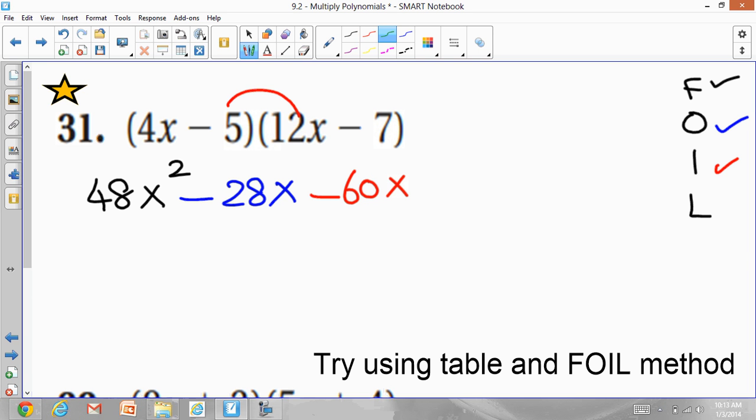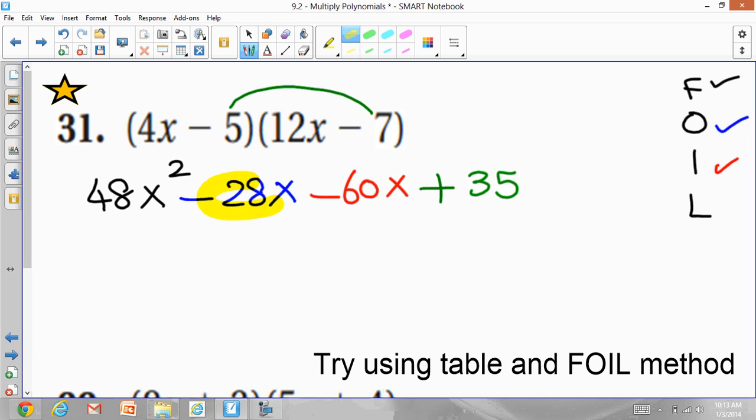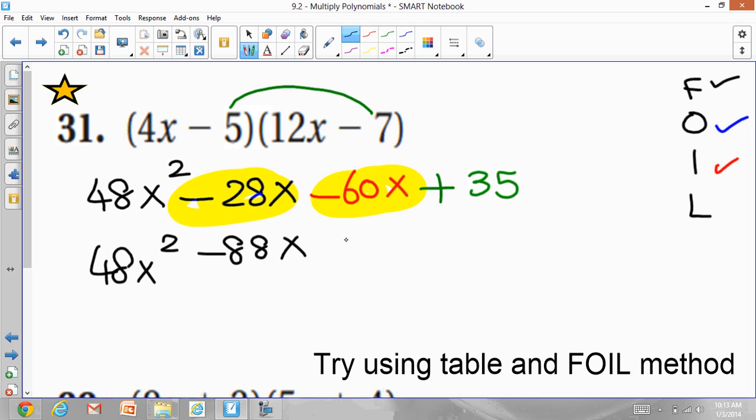Now the last one, last. Last meaning the last of the first parenthesis and the last of the second parenthesis. Negative 5 multiplies negative 7 to give you positive 35. So once you get this step, now we are looking to see if there are any terms you can combine. I can combine x and x. The other two I cannot combine, so I'm just going to write it as 48x squared, and these two combine to give me negative 88x plus 35, which is the answer.